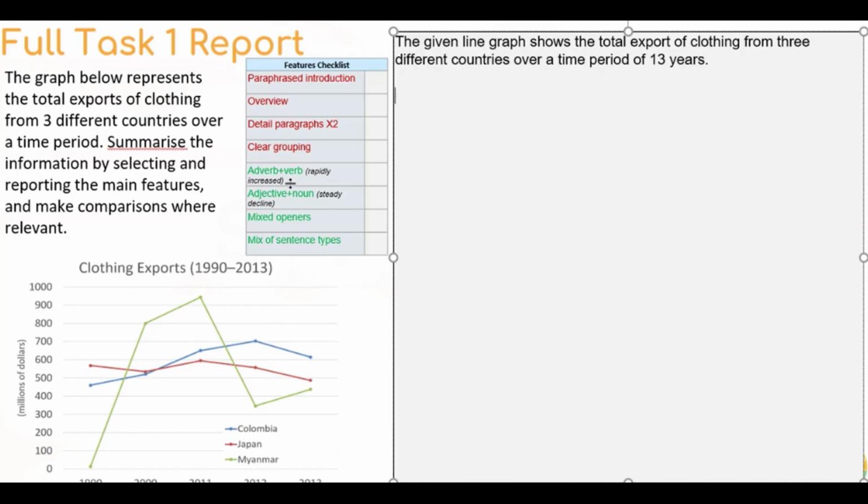You remember from the plan that the overview I grouped Colombia and Japan together and stated there weren't huge differences, especially not in comparison to Myanmar. I also mentioned in my plan that Myanmar saw huge fluctuations in their total exports of clothes. So let's begin. And of course, as always, overall, we can see that Colombia and Japan didn't see such huge fluctuations in comparison to Myanmar.